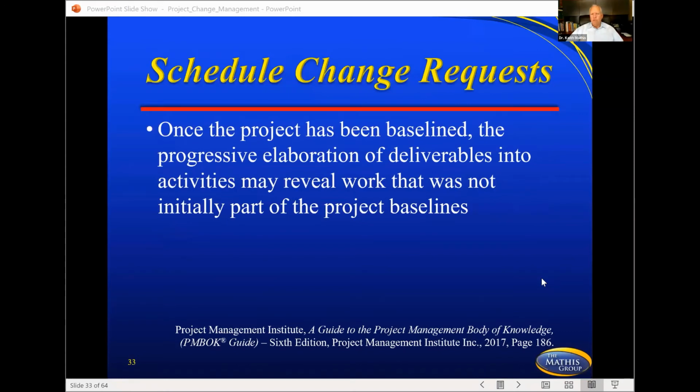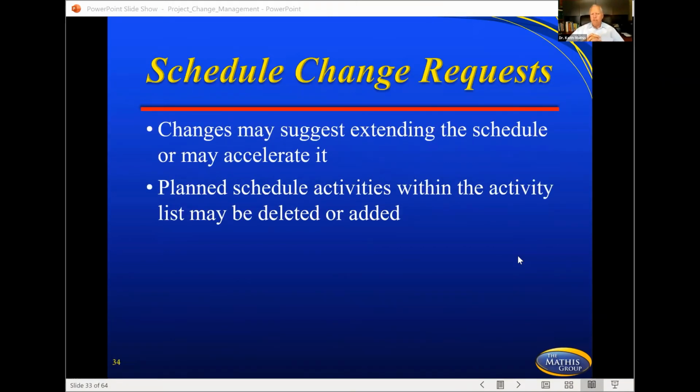So the schedule change request: once the project's been baselined, the progressive elaboration of deliverables and activities may reveal work that was not initially part of the project baseline. So now it's going to impact the schedule. Remember, we talk about it like a three-sided stool. You've got scope, schedule, and cost. And so the point is they all influence each other. Changes may suggest extending the schedule, accelerating the schedule.